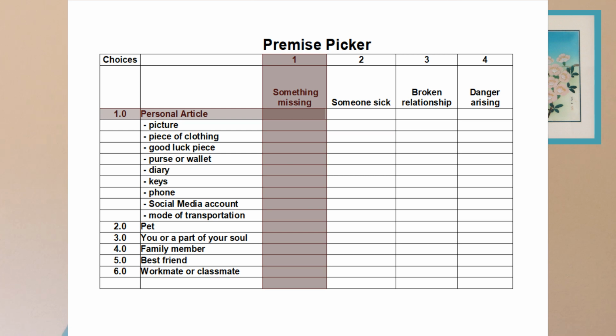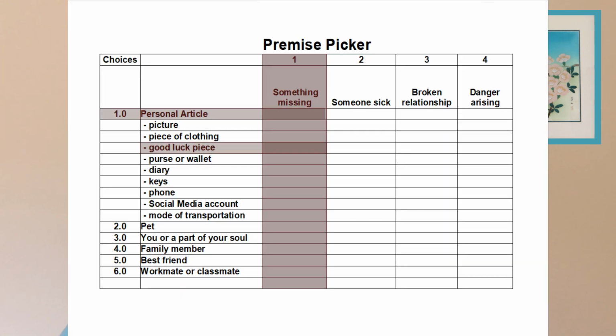But under personal article, there's several subcategories. So take the dice and throw it again. And I came up with the number 3. Now that equates to a lucky piece, so I'm going to call it a lucky charm. That's what's missing. And I thought about it for a while, and I thought, this is going to be kind of difficult, but let's do it because it's going to be a good learning experience. So that's what I decided to do.